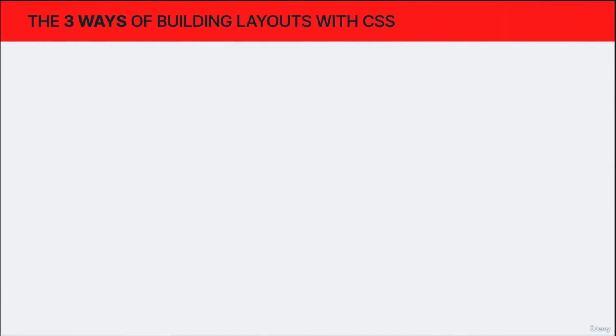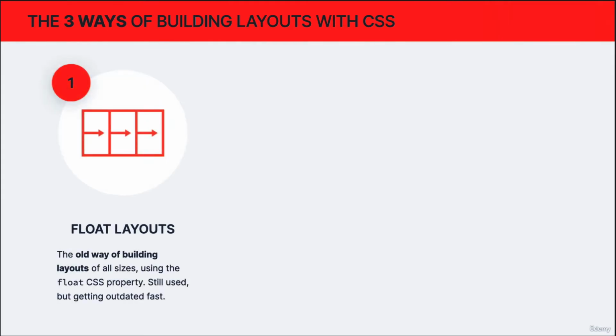The first technique of building layouts in CSS is using float layouts, which is basically the old way of building layouts using the float CSS property. These types of layouts are quickly getting replaced by newer technologies such as Flexbox and CSS Grid, but in some cases they are still being used, especially on older websites. So we will still learn how to build float layouts, just so you know how they work in case you ever see one at some point in your career, for example when you're working on an older website.